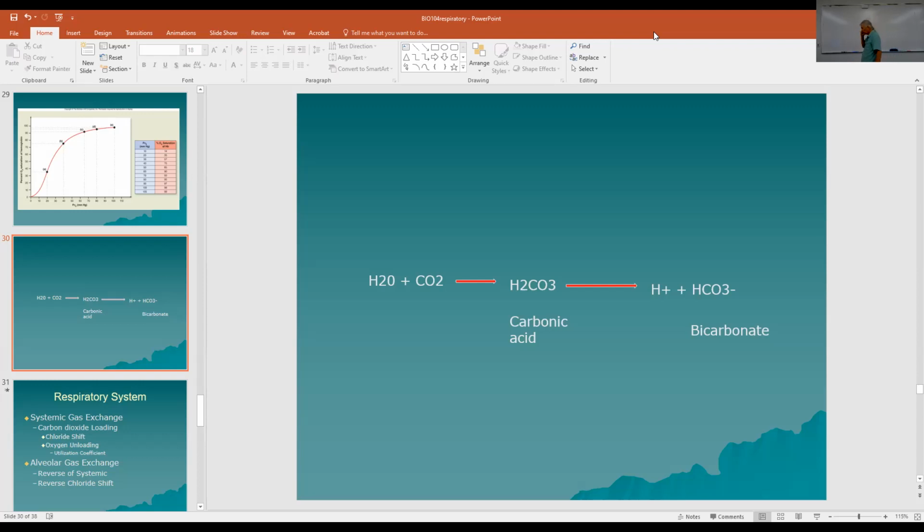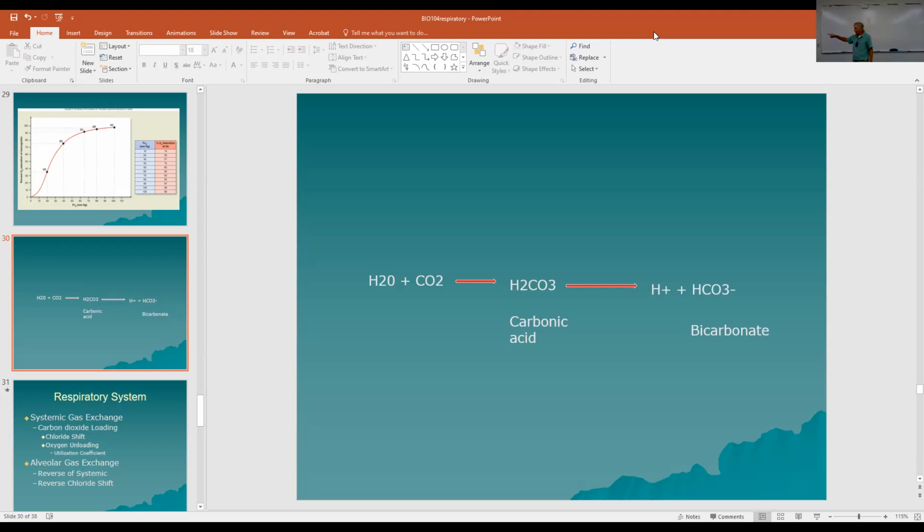To the left, H2O. Now I can't make superscripts and subscripts here. So it's H2O plus CO2, you know what those are, water and carbon dioxide, form what's called carbonic acid, H2CO3. This spontaneously breaks down, I think by an enzyme called carbonic anhydrase, that's in all cells, to hydrogen ion plus HCO3 minus, which is bicarbonate ion.